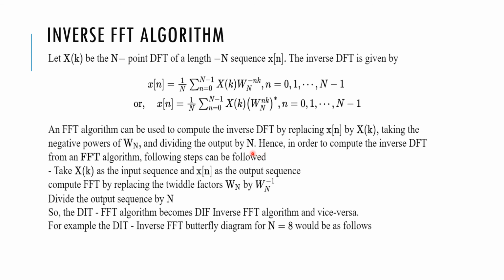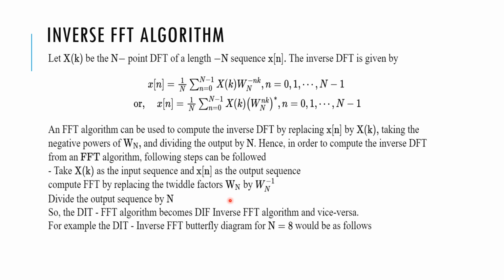So these two are very important points. Probably it is theoretical. I'll show you in the block diagram. Hence, in order to compute the inverse DFT from an FFT algorithm, the following steps can be followed. First step, take X of k as the input sequence and x of n as the output sequence. So X of k has to be taken as the input sequence and x of n has to be taken as the output sequence. Compute FFT by replacing the twiddle factors.